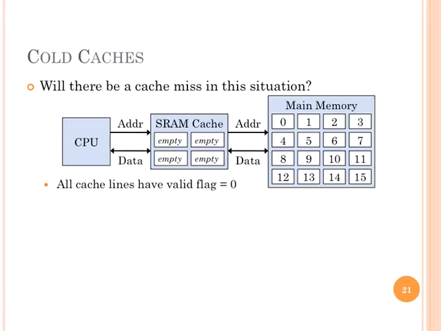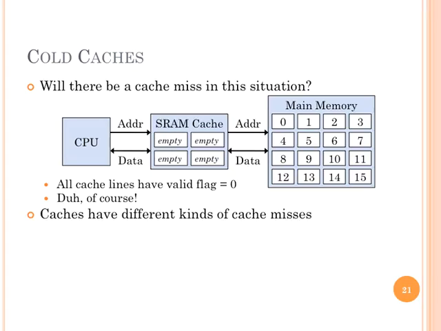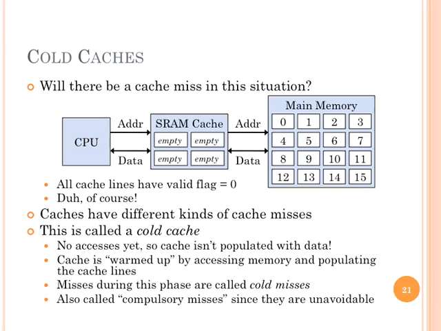Now here's another one. Are we going to have cache misses in this situation? The answer is obviously yes, because our cache has only invalid cache lines. So this is what we call a cold cache, because it doesn't have any data yet. We actually call it warming up the cache when we start running the program and its information starts getting loaded into the cache so that the subsequent memory accesses can be satisfied from the cache. But you can see from this that caches can have different kinds of misses. These are impossible to avoid. And so we also call them compulsory misses because they always happen.